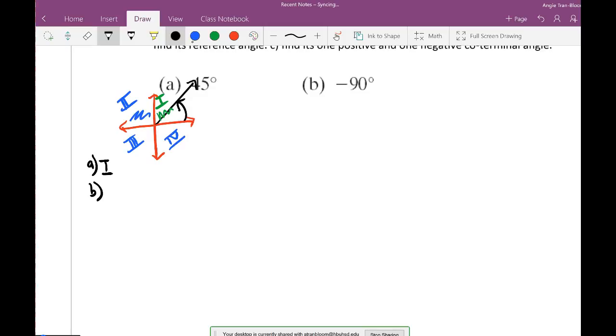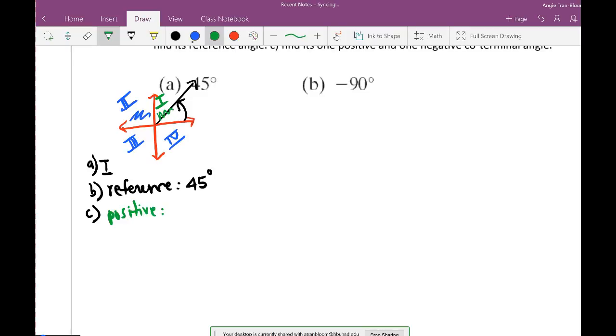Good. So letter B says, hey, find me the reference angle, okay? Class, is the 45 degrees already positive? Is it already less than or equal to 90? So what is your reference angle in this particular problem? 45 degrees. Okay. Letter C, you are to find one positive and one negative coterminal. So let's do positive first.